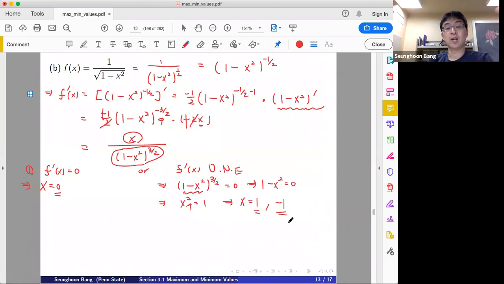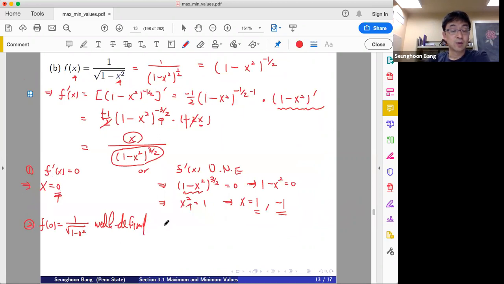So which one is the exact critical number? How can you know that? What was the first condition? The 0 is in the domain or not. The 1 is in the domain or not. The minus 1 is in the domain or not. You can check whether the function value is well defined or not. You plug 0 into the original function f of x. So f of 0 is 1 over square root of 1 minus 0 squared. Yes, well defined. It's good.